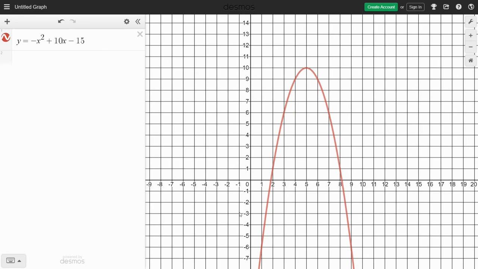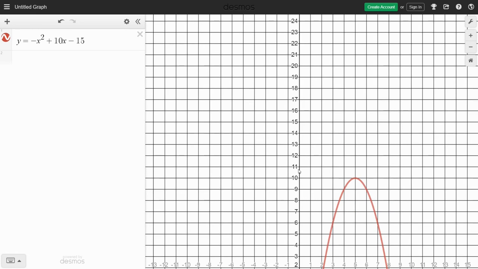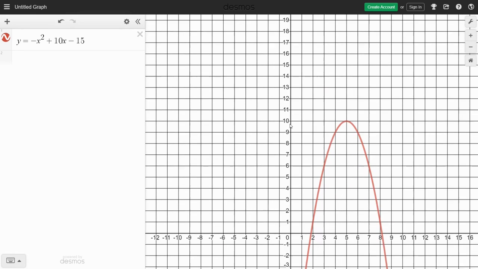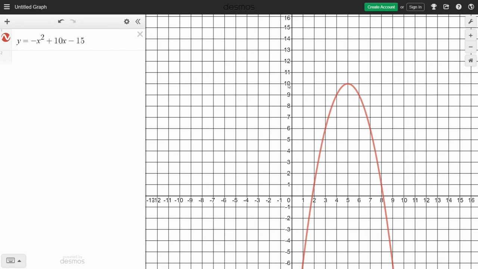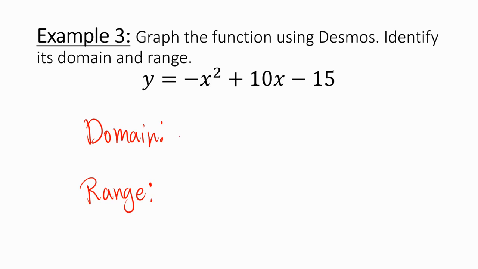But then for the y-axis, this one is easy enough to see. We can go all the way up to 10, and then that's it. We're never going to be above 10. So for our range this time, we have all numbers that are 10 or less. All right, so again, for our domain, we have all real numbers. And this time for our range, we have numbers that are less than or equal to 10.